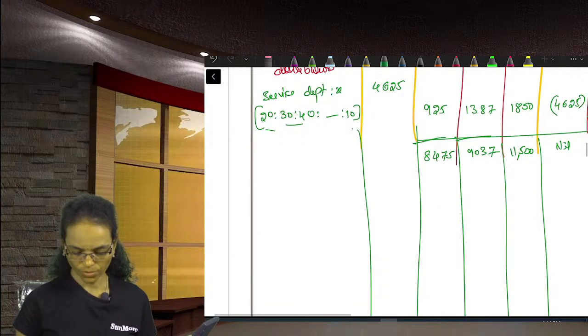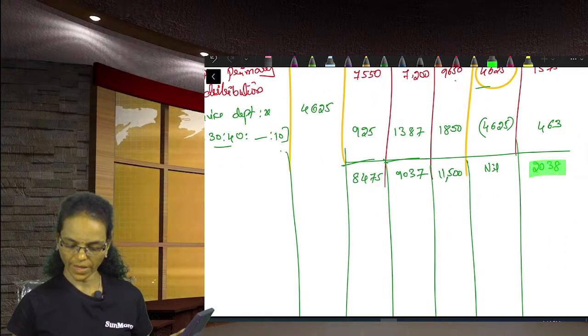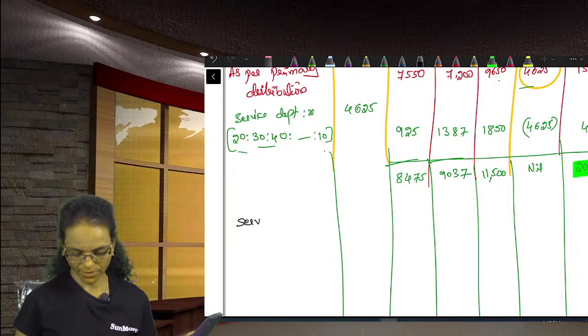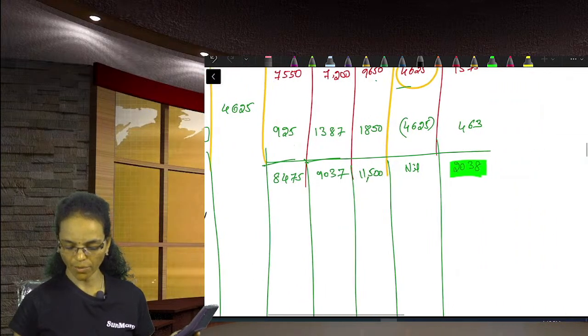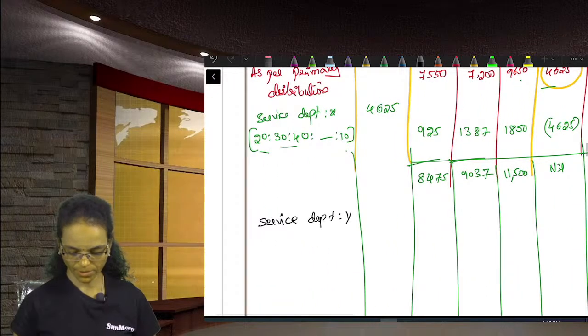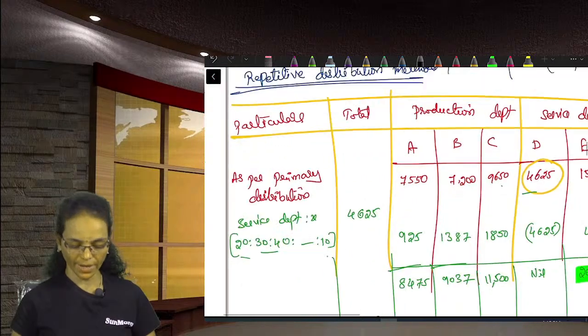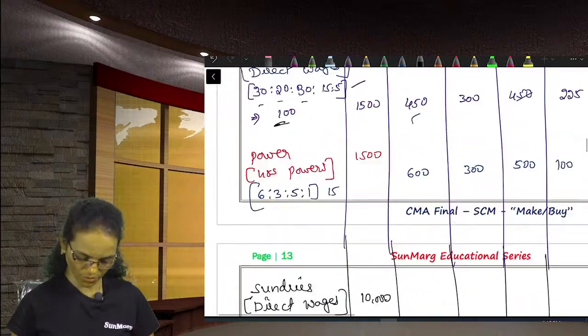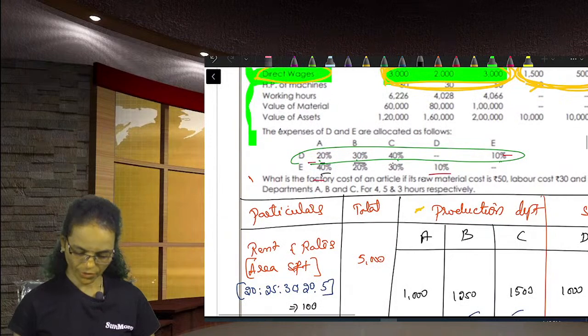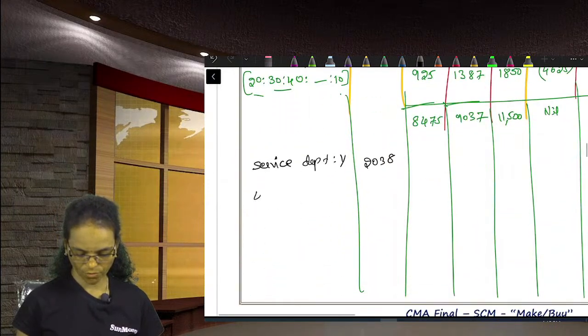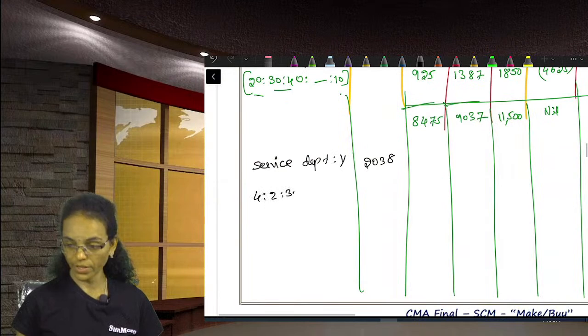Okay, now this expenditure is to be allocated to other departments, that is the service department Y expenditure. The amount is 2038. In what ratio? In the ratio of 20, 40, zeros you eliminate, 4231.